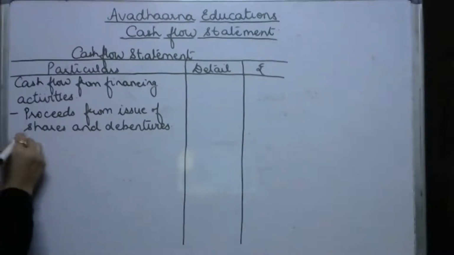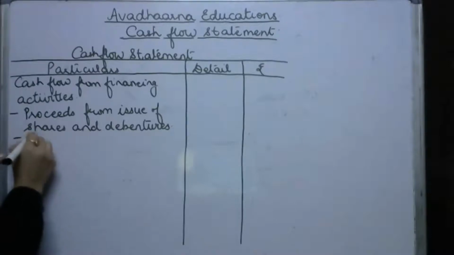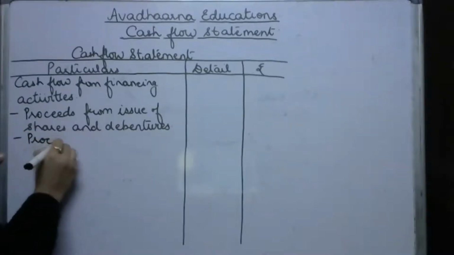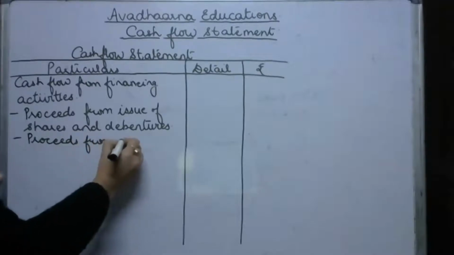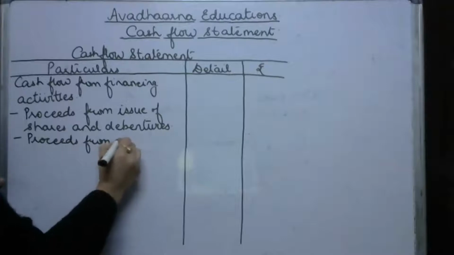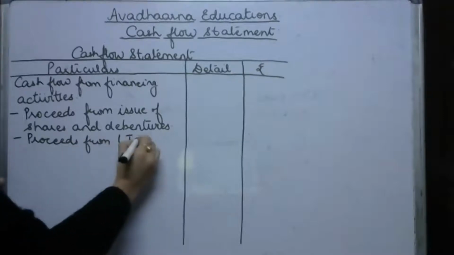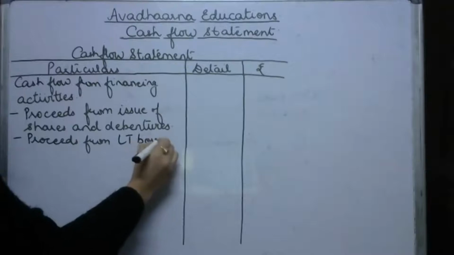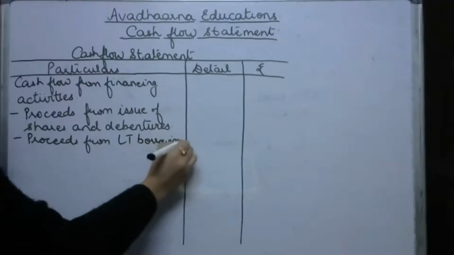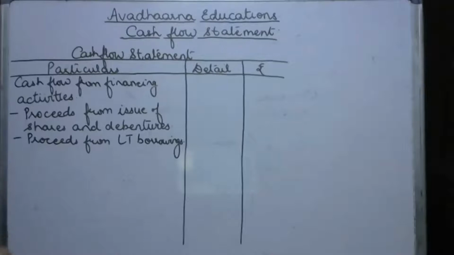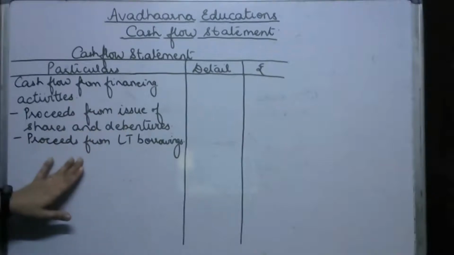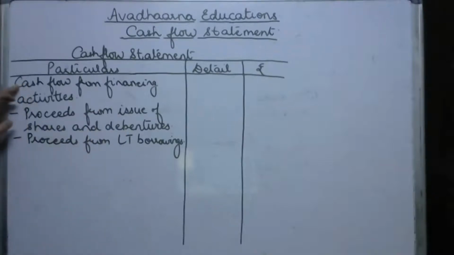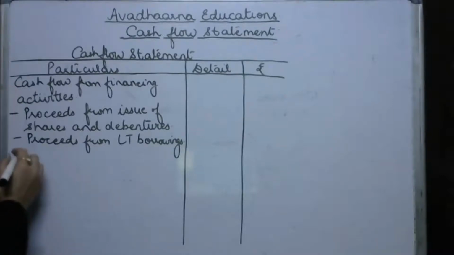Second is proceeds from other long-term borrowings, like if you have taken loan from bank, fine, for 10 years, for 7 years, 15 years. So proceeds from that loan, the business received the amount of loan from the bank. So that is going to result into cash inflow from financing activity.